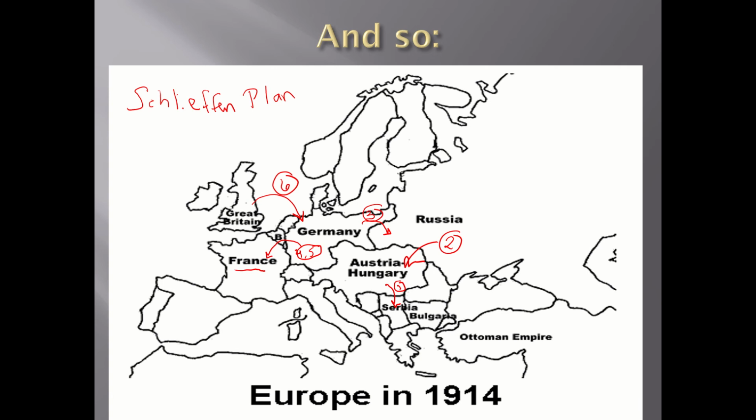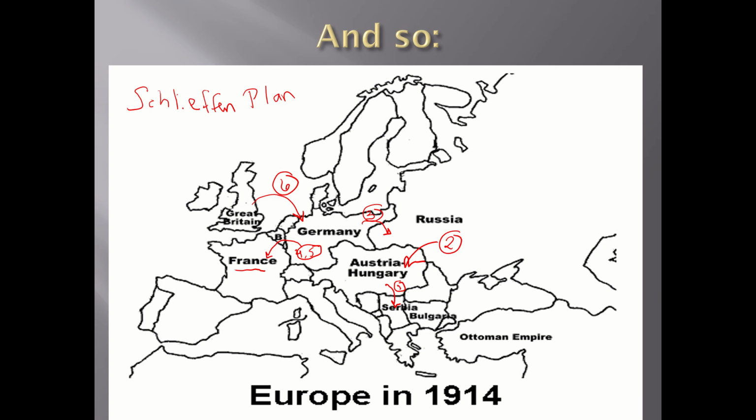The Schlieffen Plan was a very impressive plan that came very close to working. The idea was that the Germans would launch a surprise attack through Belgium, and in a highly coordinated effort, which, remember, the Germans have the Prussian army, because Prussia is now part of Germany, and they're very, very well trained and well coordinated, that they should be able to knock out France.